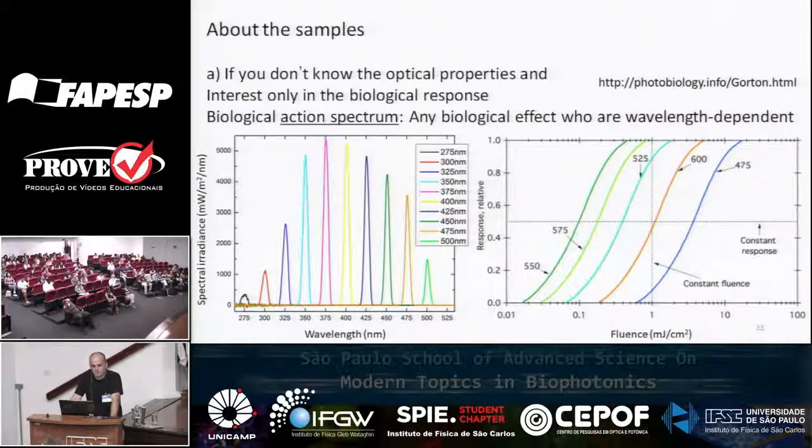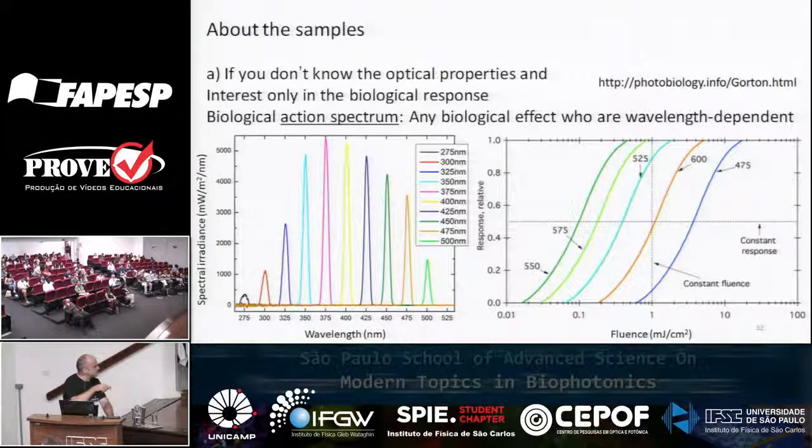And about the samples, if you don't know anything about your sample, but you are interested in how the radiation interacts with your sample, you can conduct the following experiment. That is not my result. It's a simulated result that I take from this reference here. You can irradiate your sample with different wavelengths, and you can measure the biological response over different values of fluence. Then you have some kind of a sigmoid curve.